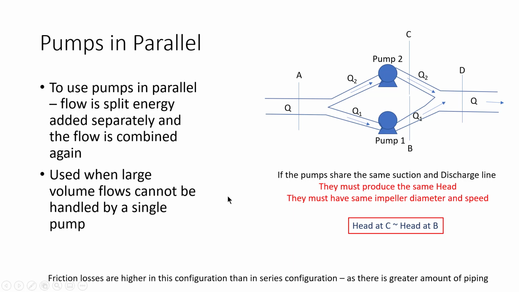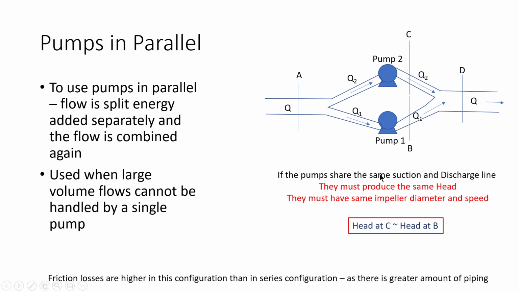Pumps in parallel, you use if you want to increase the flow but not increase the energy. So this is the opposite case of pumps in series. We have flow coming into the system Q, and then that flow is split into Q2 and Q1. Q1 flows through pump 1, and Q2 flows through pump 2. Energy is added to Q1 through pump 1, and energy is added to the Q2 portion of the flow through pump 2, and they both add up. They are mixed again, and then the Q flows out together.